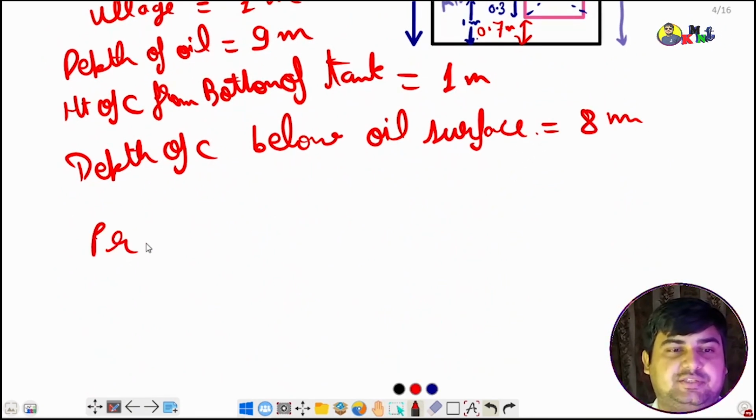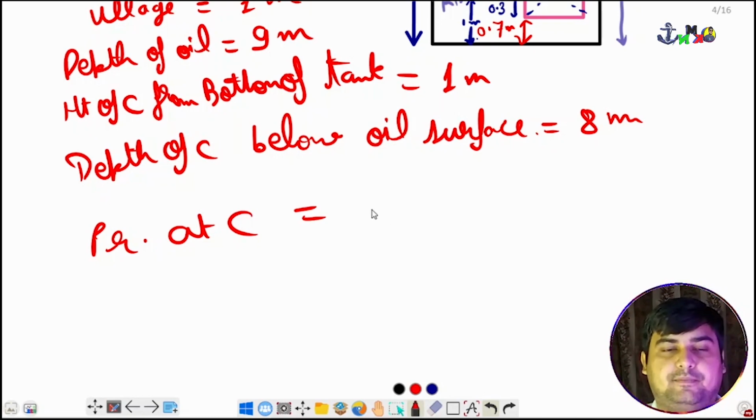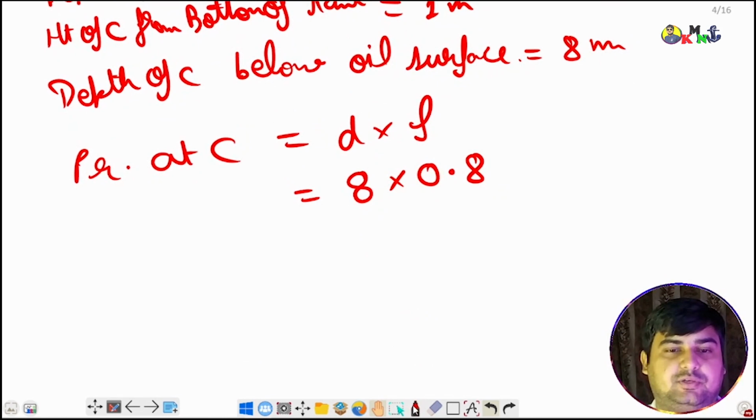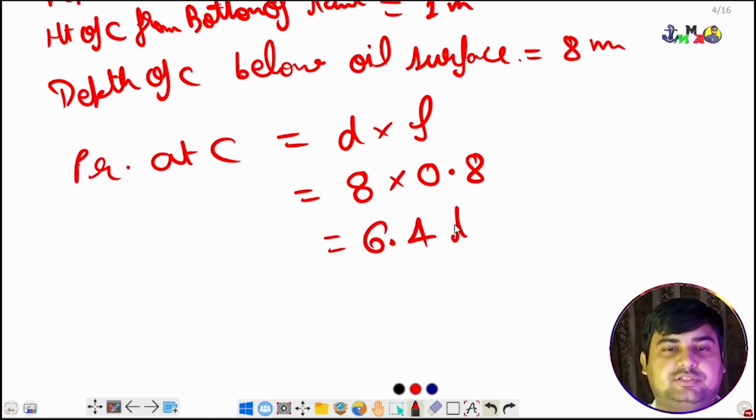Now the pressure at C will be depth into density. So how much depth will we take? We'll take 8 meters, 8 into 0.8, because the oil has RD 0.8, so we will take the density as 0.8. So it will come out to be 6.4 tons per meter square.